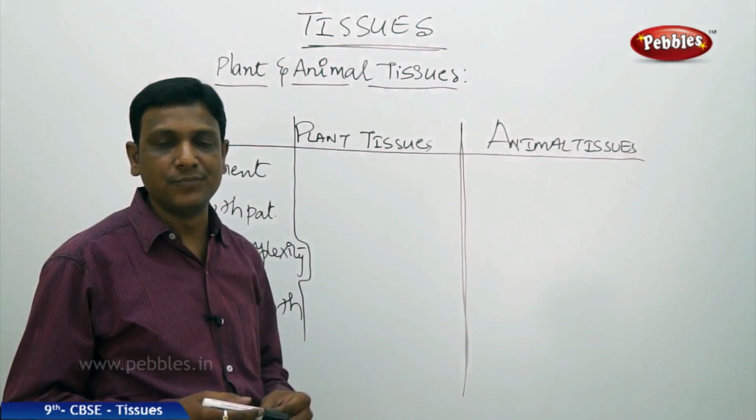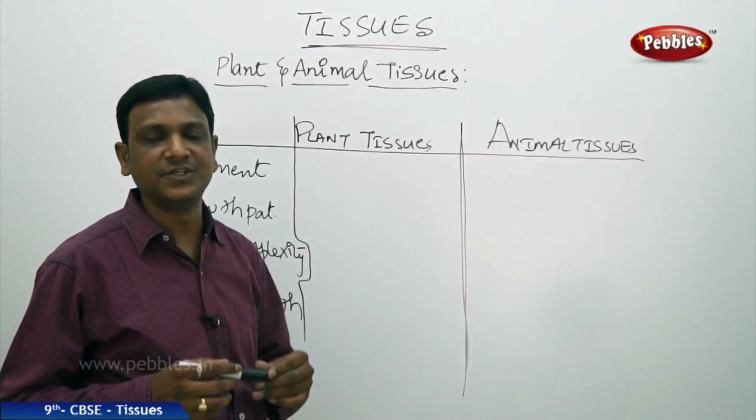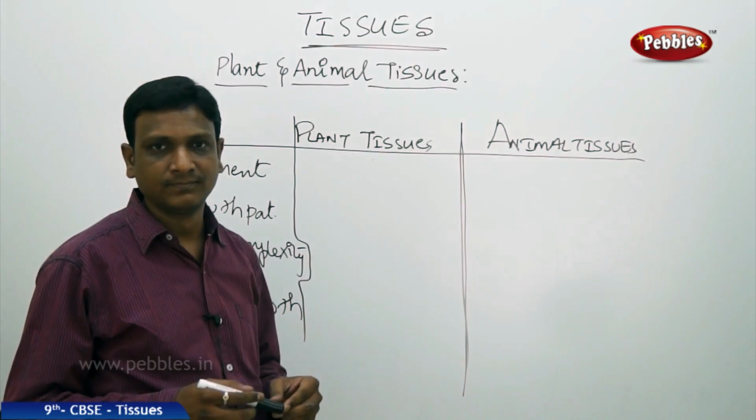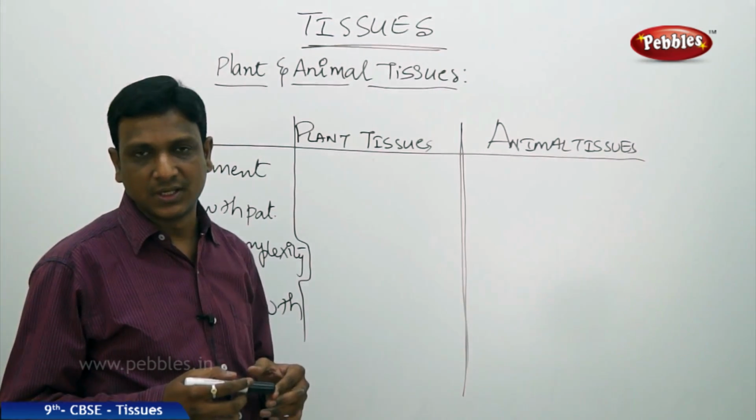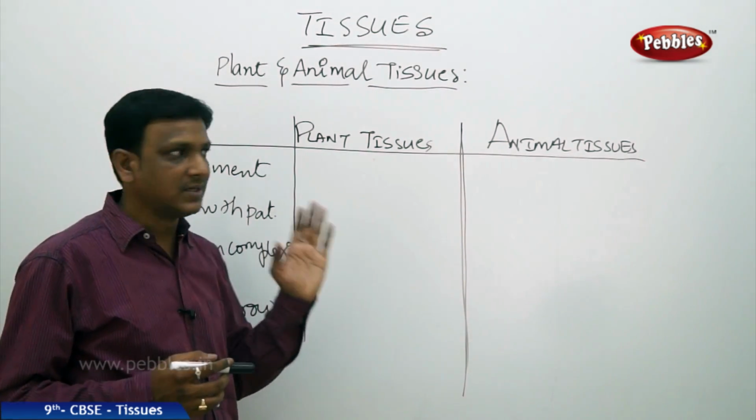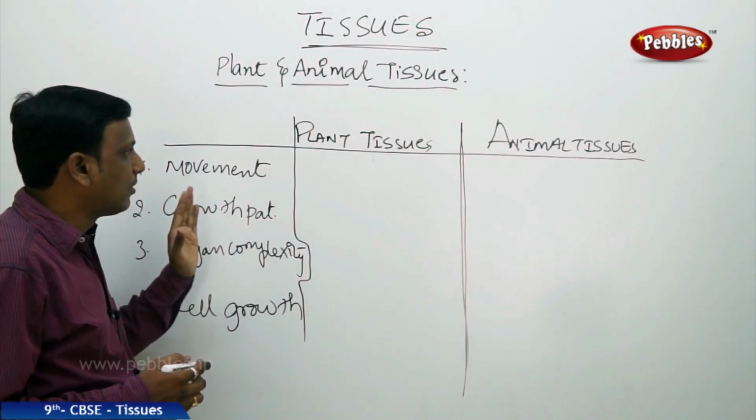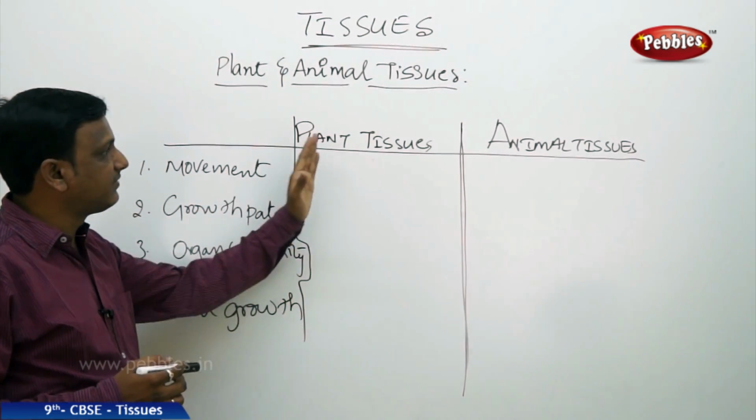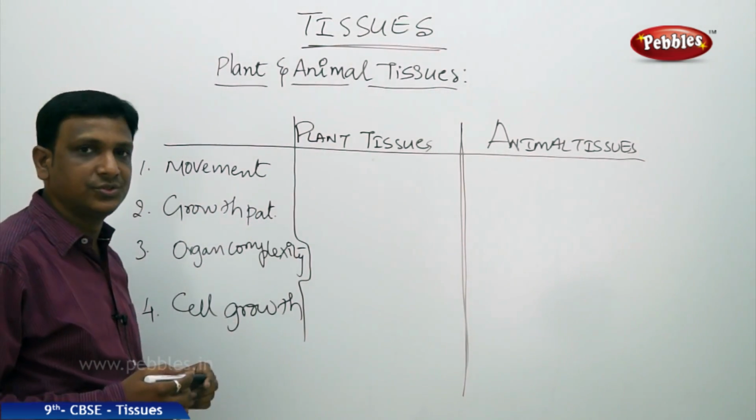But are they the same? Do plants and animals have the same kind of tissues? No. There are different kinds of tissues. Now let us see the differences between plants and animals on certain points. Now we are going to discuss the differences between plant tissues and animal tissues.